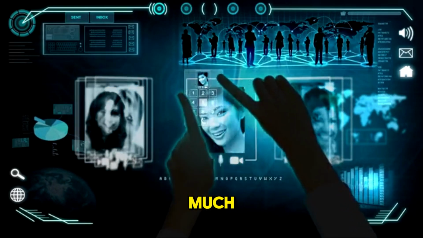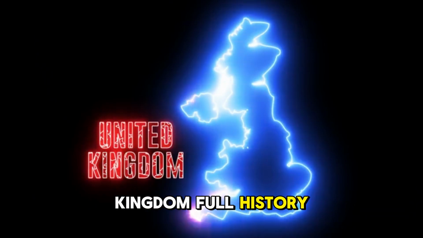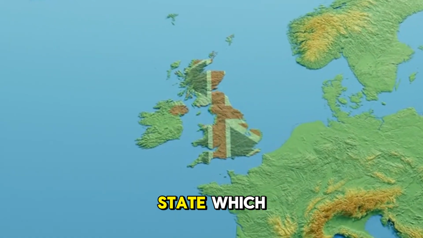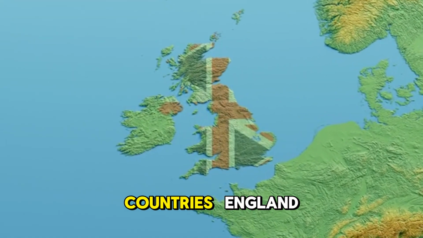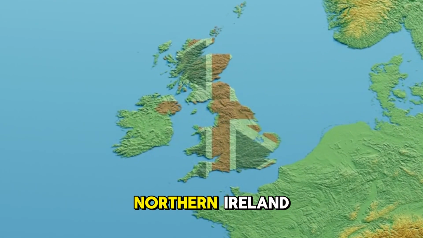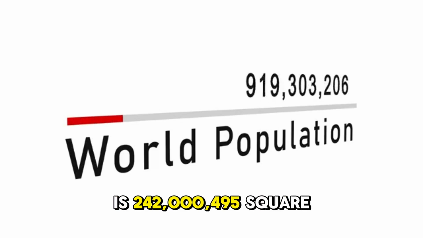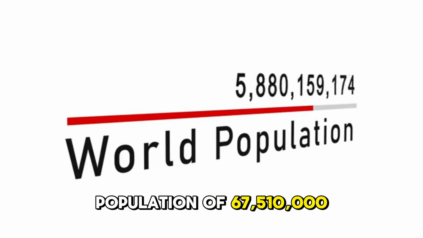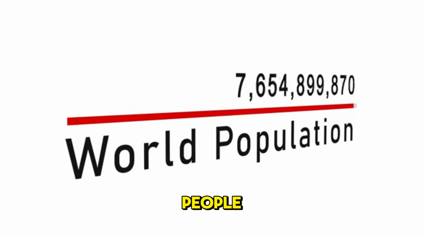Thank you very much. Today we're going to do the United Kingdom full history, so let's get started. The United Kingdom is a sovereign state, which comprises 4 countries: England, Scotland, Wales, and Northern Ireland. Its total area is 242,495 square kilometers, with a population of 67,510,000 people.